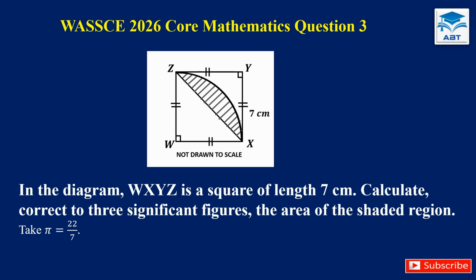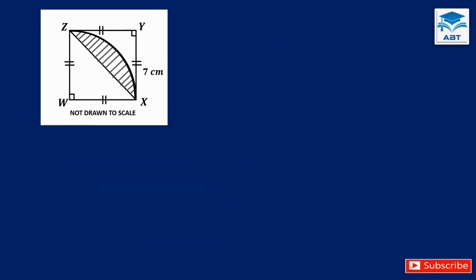WXYZ is a square, and a square has all 4 sides equal. So all the sides of this square are equal, and we are looking for the area of this shaded region. Now, this side is also 7 centimeters. Since all sides are equal, this side is also 7 centimeters. This side is also 7 centimeters.